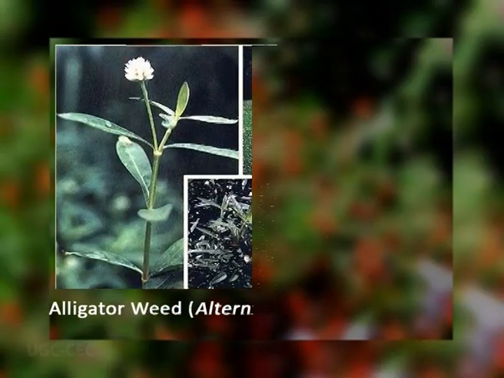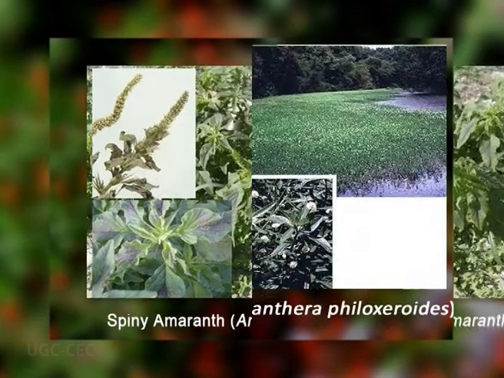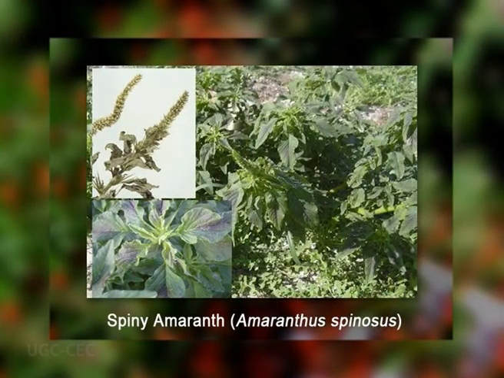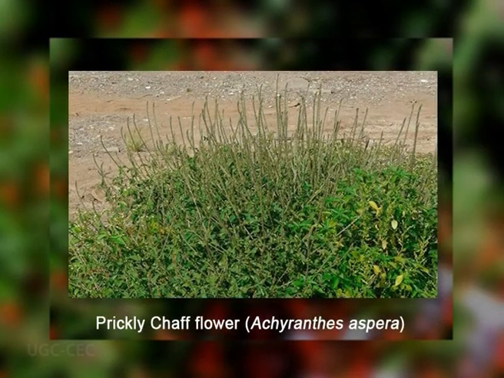Some of the species in this family are notorious weeds throughout the world. Some of these weed species are alligator weed, its scientific name is Alternanthera philoxeroides, or even the weed like spiny amaranth, scientific name Amaranthus spinosus, or even the goosefoot, Chenopodium album, or even the prickly chaff flower, the scientific name Achyranthes aspera. These are some of the noxious weeds in this family.